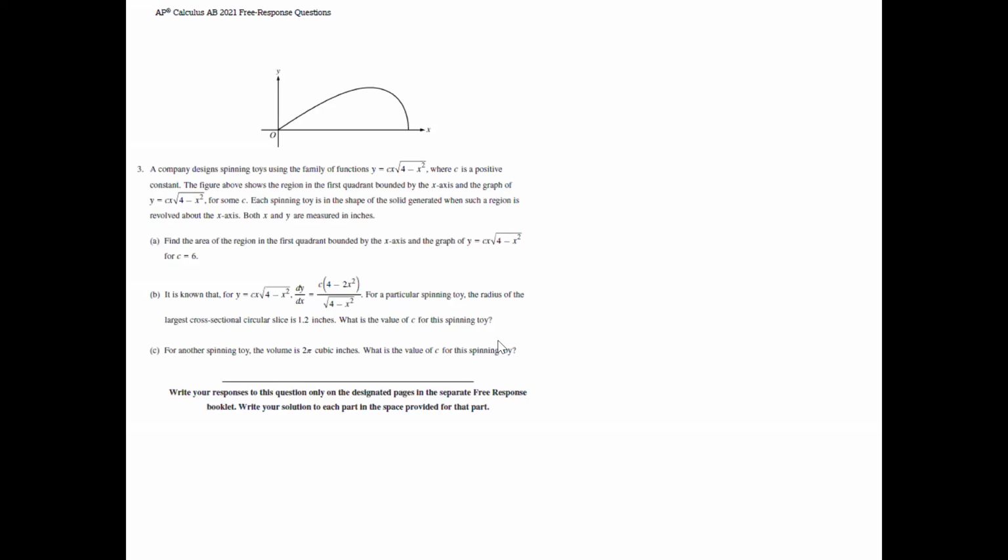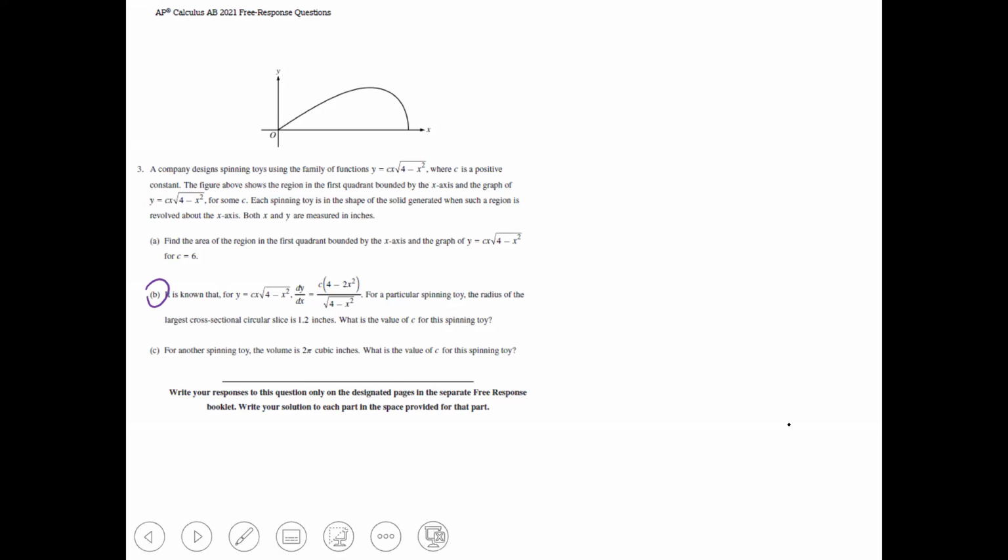All right, so now let's go ahead and go to the next part, part B. So it is known that this equation here has the rate of change at that. For a particular spinning toy, the radius of the largest cross-section slice is 1.2 inches. What is the value of c for this spinning toy?